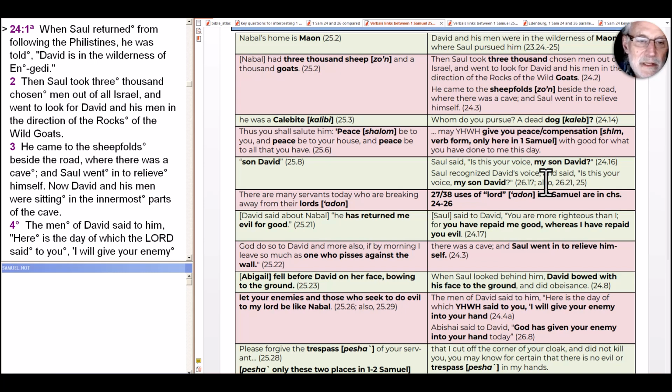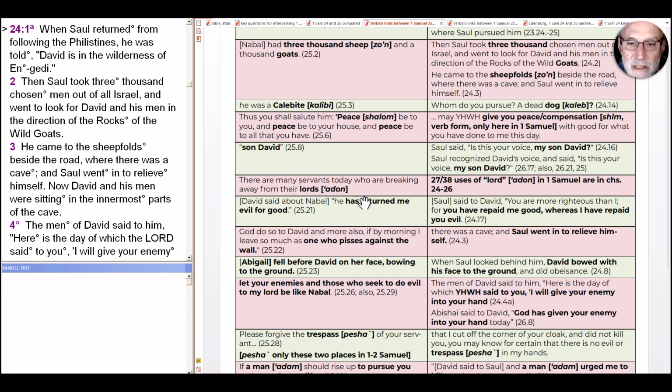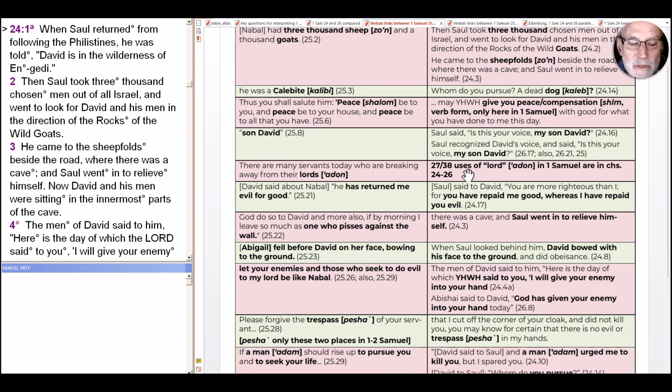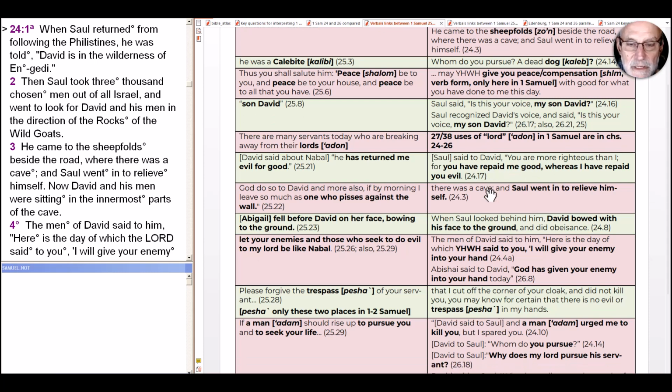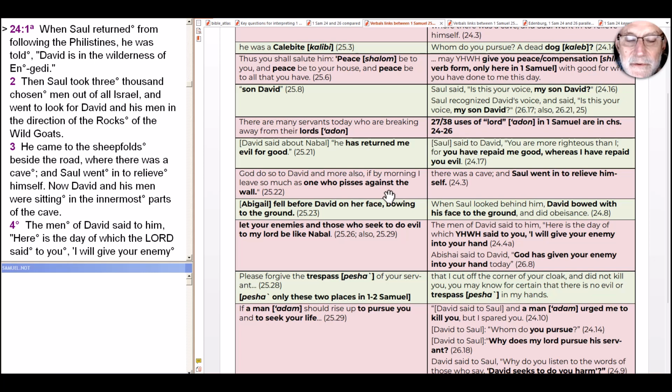So Saul speaking suddenly tenderly and affectionately about David is an unusual thing, but it echoes here, son David in 25:8. Nabal's statement, there are many servants today breaking away from their Lord, certainly echoes that 27 of 38 uses of the Hebrew for Lord, Adon, in 1 Samuel are in these 3 chapters. So 3/4 of it are in 3 chapters that represent only 10% of the first book of Samuel. David says about Nabal, he's returned me evil for good, and Saul says to David, you have repaid me good, whereas I repaid you evil. Again, almost identical phrases.